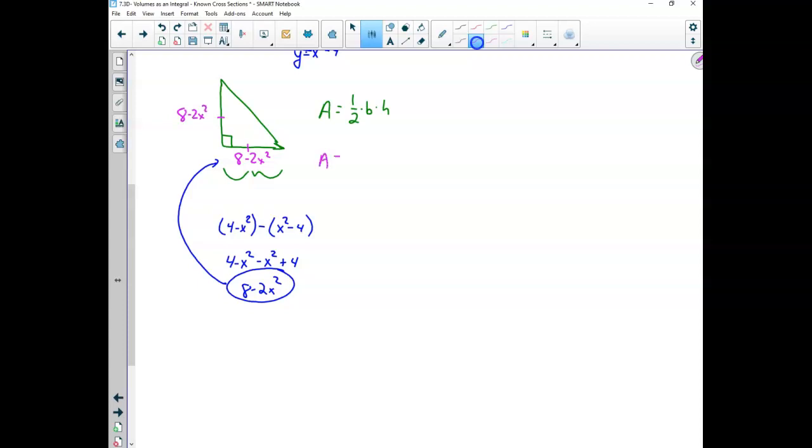So my area equals 1/2 times 8 minus 2x squared times 8 minus 2x squared, which means my area function in terms of x is really going to be 1/2 times 8 minus 2x squared, squared. And that's my area function.